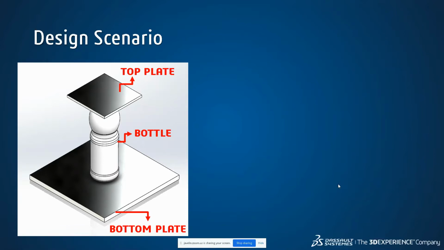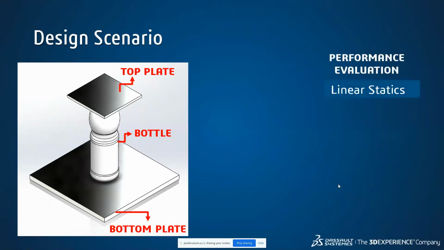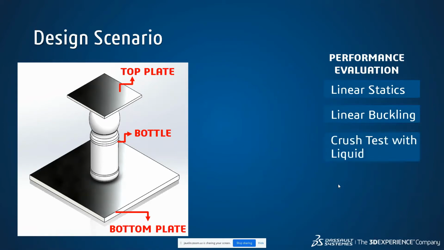So at least for the first group of tests, they wanted to be able to do linear statics, linear buckling, and then they wanted to be able to do crush and drop testing. So this is basically showing you what the setup would be like for a crush test, right?